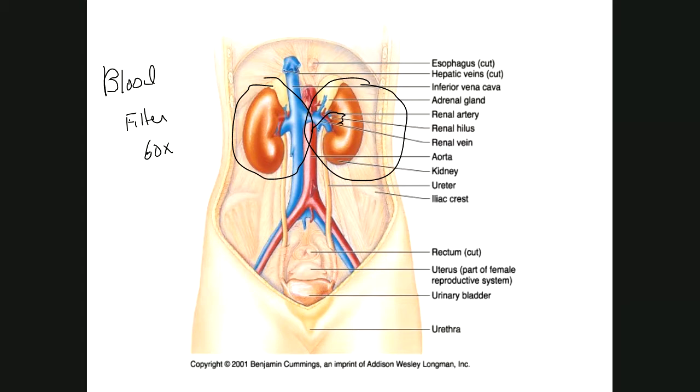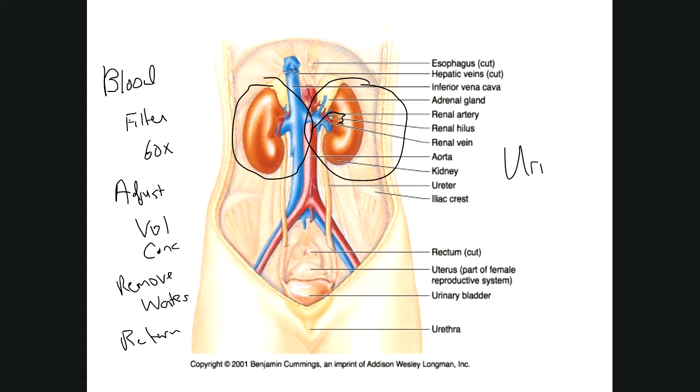And then what's going to happen is we're going to adjust the blood. We're going to adjust it for all sorts of things. We're going to adjust it for volume. We're going to adjust it for concentration of all kinds of things like salts and proteins and amino acids and stuff. We're going to remove the things that we want to remove, like waste products. And then we're going to return all of that refreshed blood back to the circulatory system. And what we're going to take out of it is called urine. And so the whole point of this is what's called urine formation, and that's this whole process.